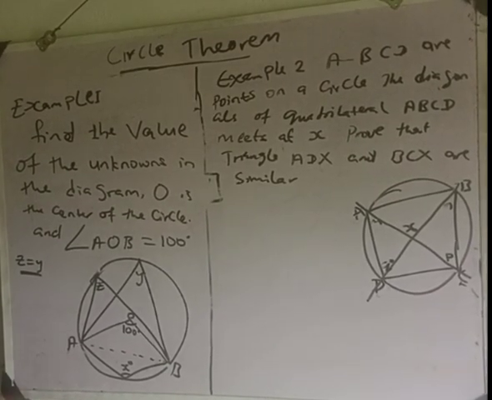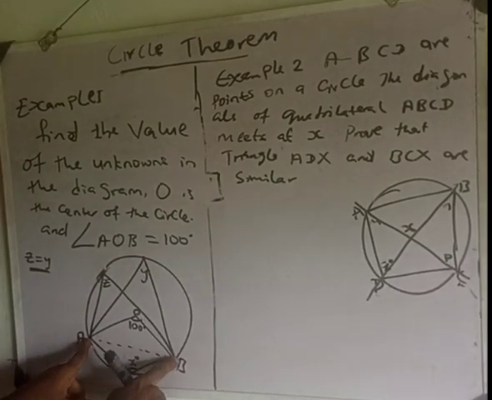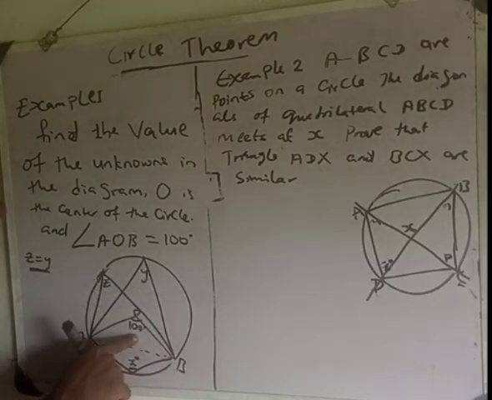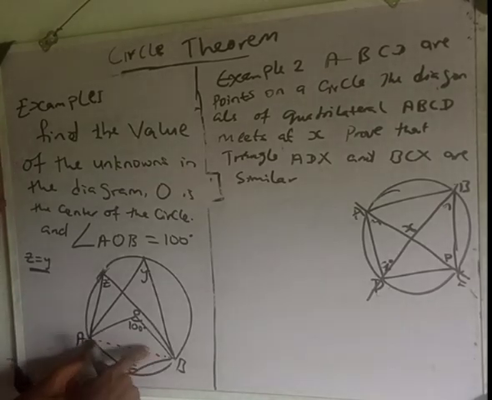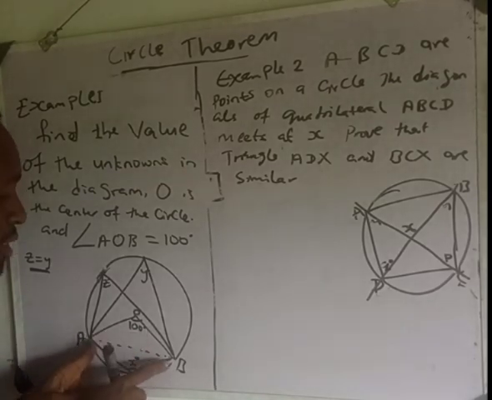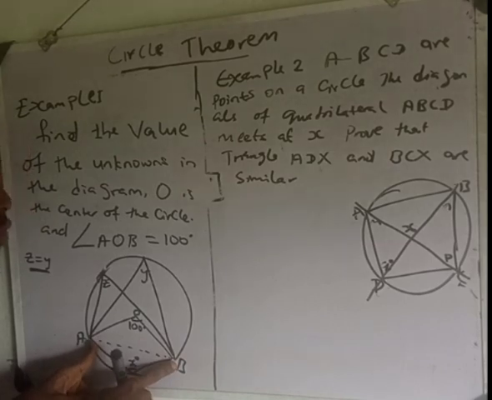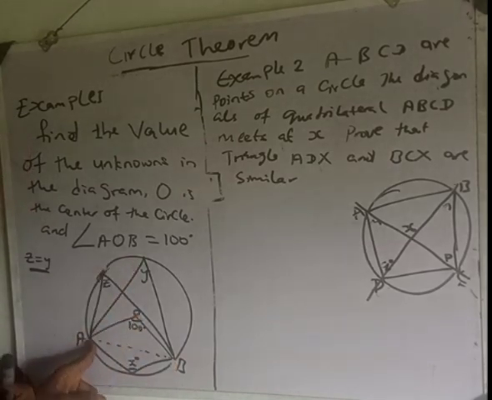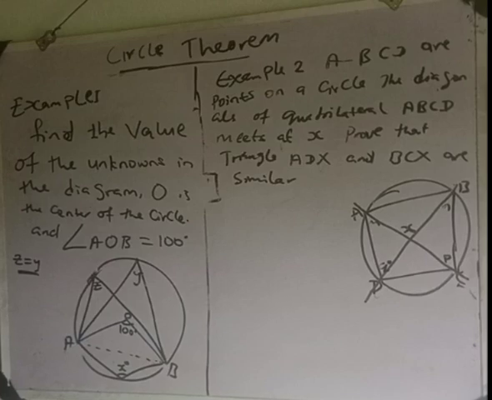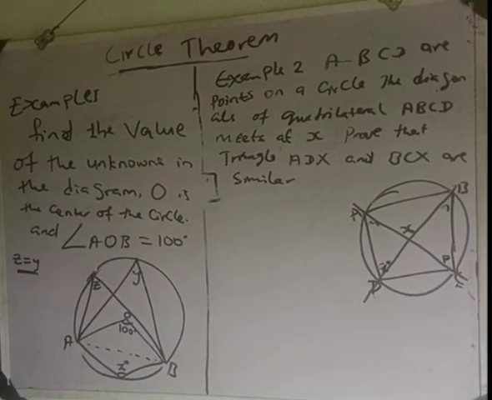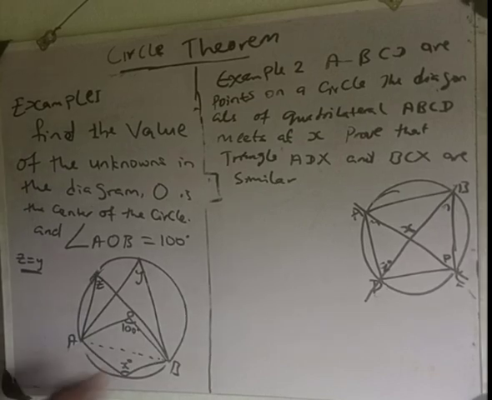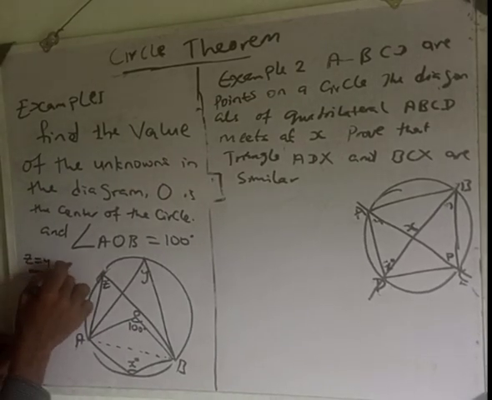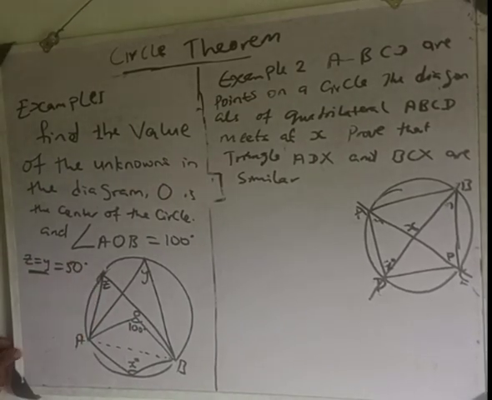Another thing we can know is that this same chord that subtends Z and Y at the circumference also subtends 100 at the center. And our very first theorem tells us that any angle we have at the center, which is subtended by the same chord, what we have at the circumference will be half of what we have at the center. It means that Z and Y will both be 50 degrees. That means Z is equal to Y and it's equal to 50 degrees.